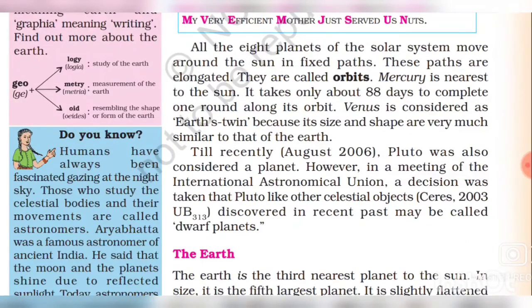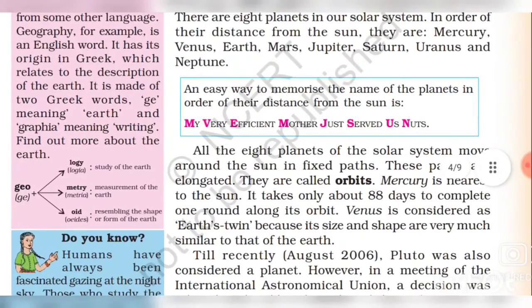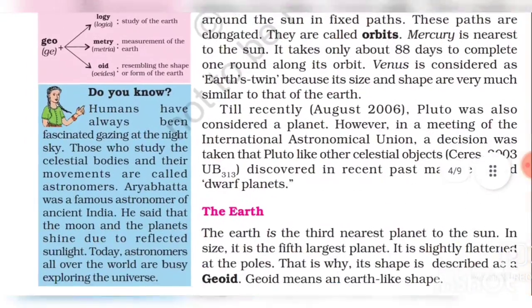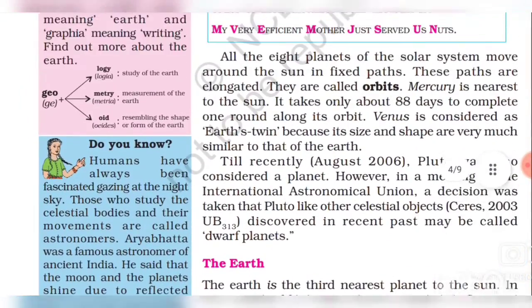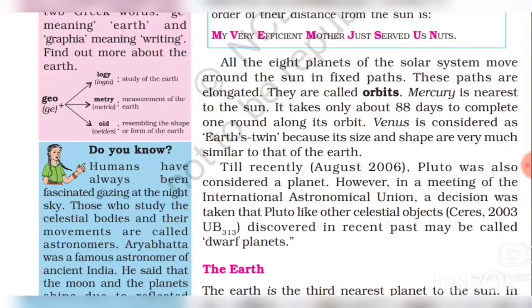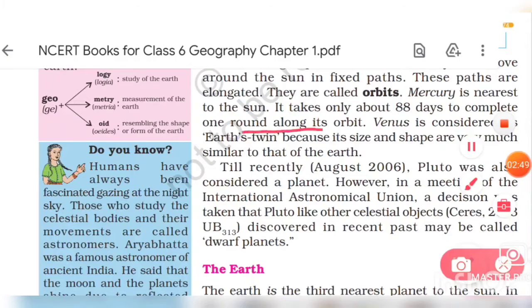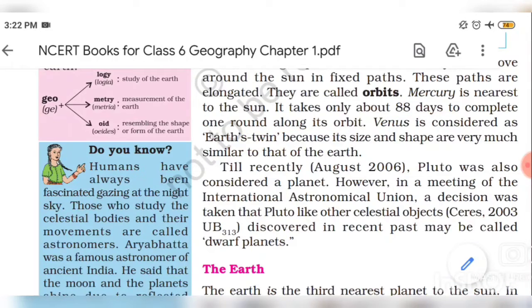Mercury is the nearest because, as I said earlier, Mercury is the first planet, and Mercury takes only 88 days to complete one round around the sun along its orbit. And Venus is considered the Earth's twin because the size and the shape are very similar to the Earth. So the twin planet of the Earth is Venus.